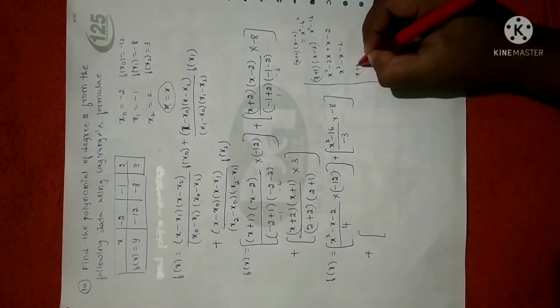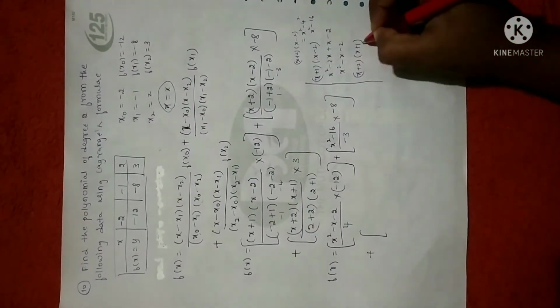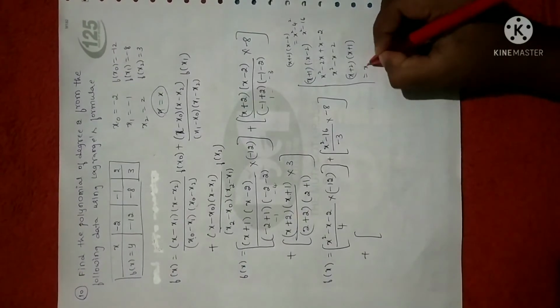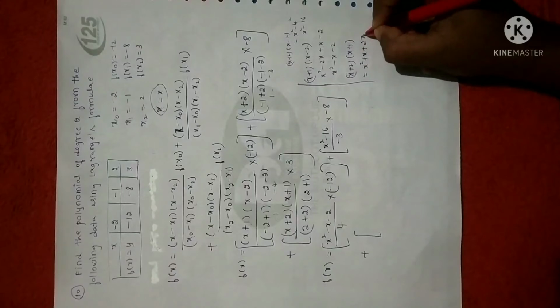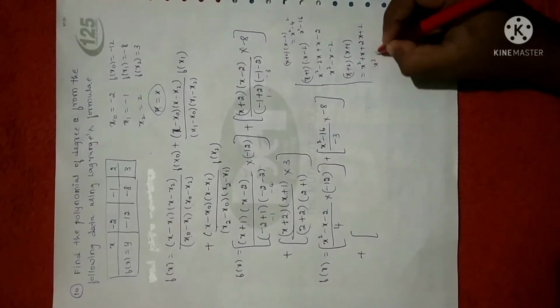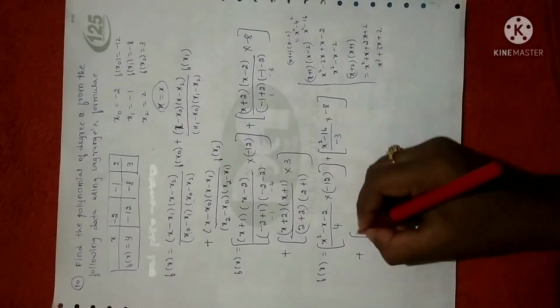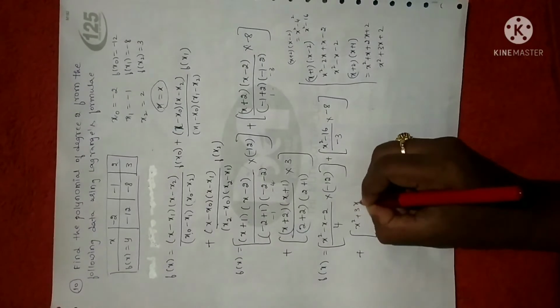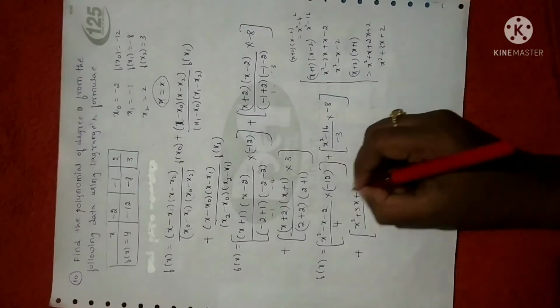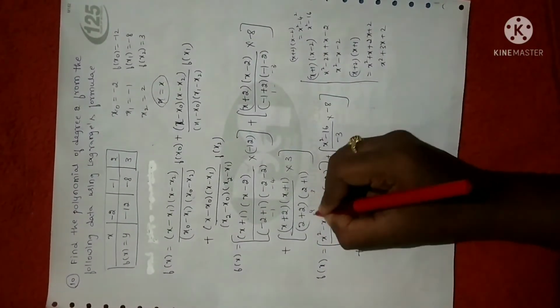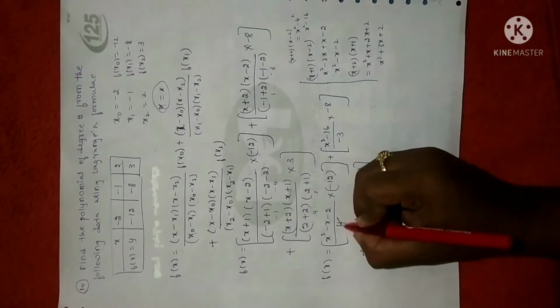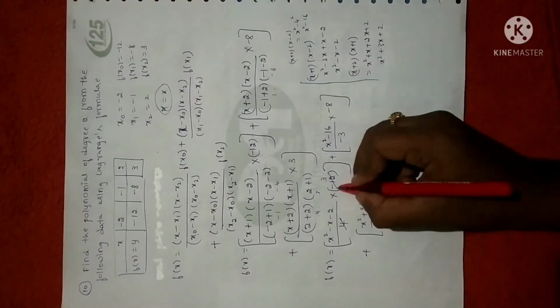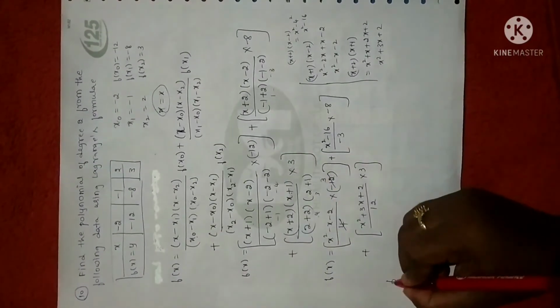calculate. See here, x plus 2 into x plus 1. I'll just multiply here. X into x is x square plus x plus 2 into x plus 2. So we'll get x square plus 3x plus 2. So x square plus 3x plus 2 divided by 2 plus 2 is 4, 2 plus 1 is 3. 4 3s are 12, into 3. Now let me simplify. 4 1s are 4, 3s are. So you will get minus 3. Minus 3 into, I'll just write one more step here.